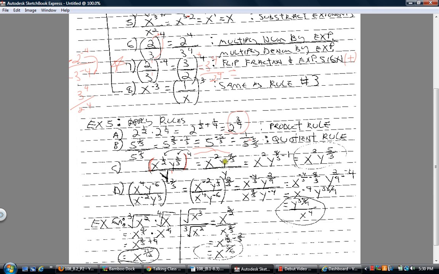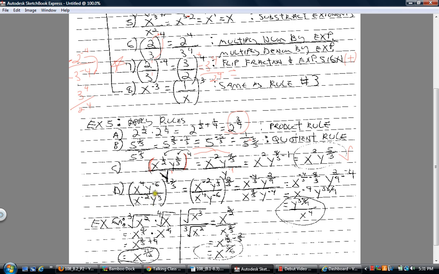When you divide by the same base, y to the 8/3 minus 1, subtract the exponents, and you get x squared or y to the 5/3. 8/3 minus 1 will give you 5/3. Okay, example D I'm looking at here real fast.